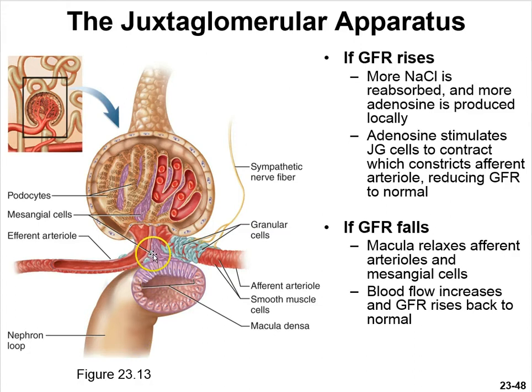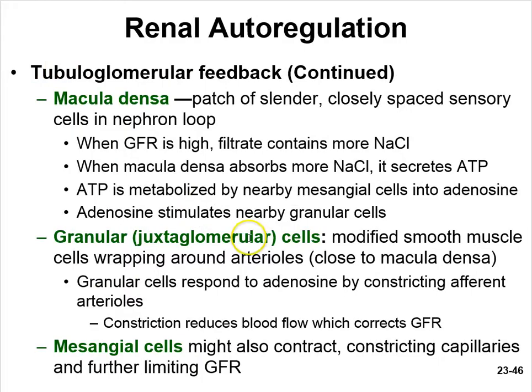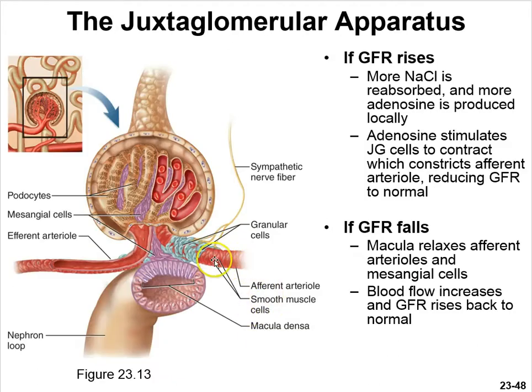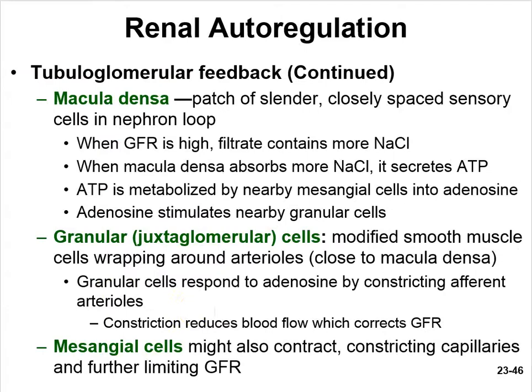Here's the mesangial cells, and here's the granular cells. The granular cells are actually modified smooth muscle cells wrapping around the arterioles, and they can respond to adenosine by constricting the afferent arteriole. So then that constriction would reduce blood flow, which would then correct the GFR. The mesangial cells might also contract, constricting capillaries, which further limits the GFR.